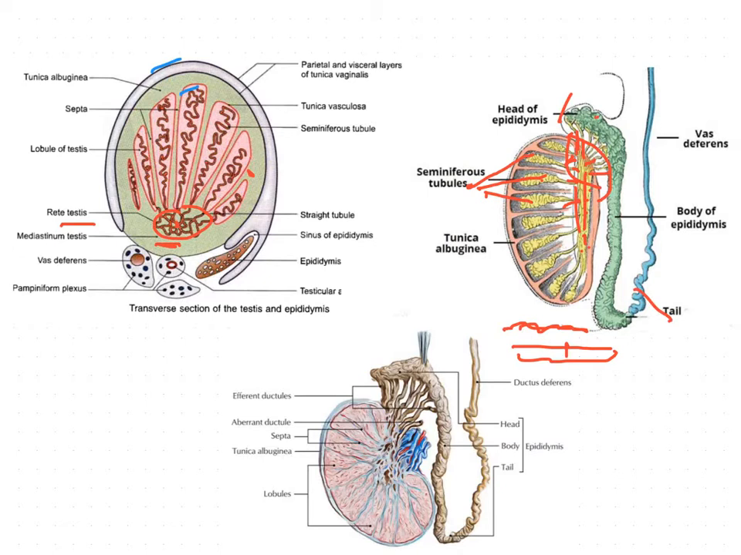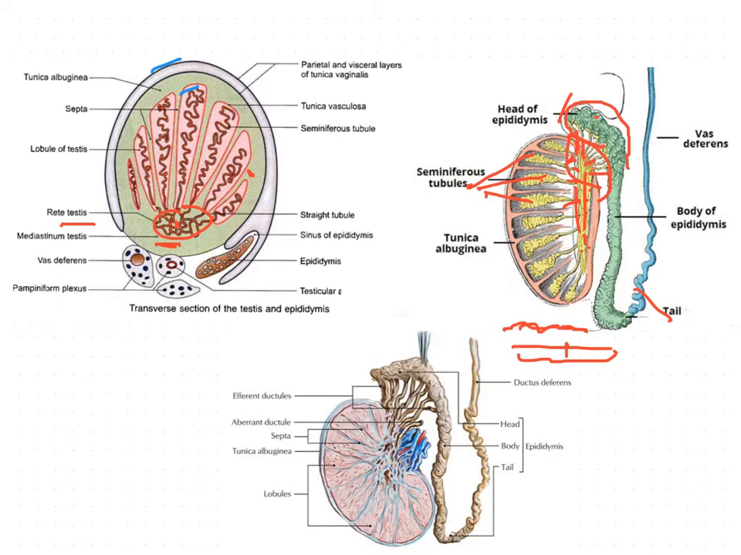Each tubule becomes highly coiled. These are the efferent ductules, 12 to 30. Each ductule becomes highly coiled and forms a lobe-like structure, which forms the head of the epididymis.